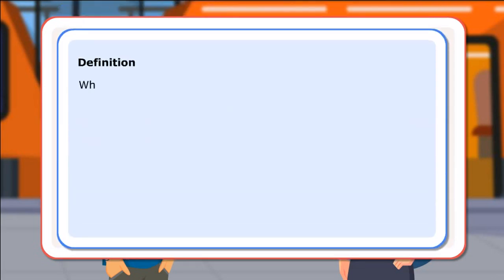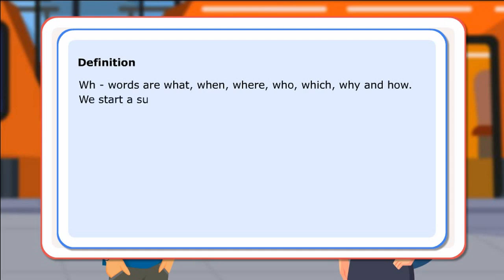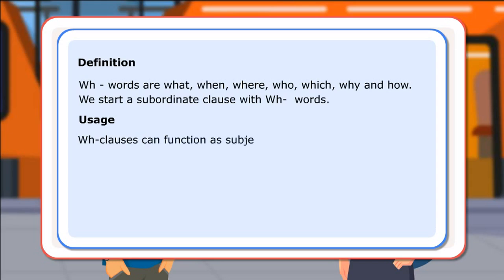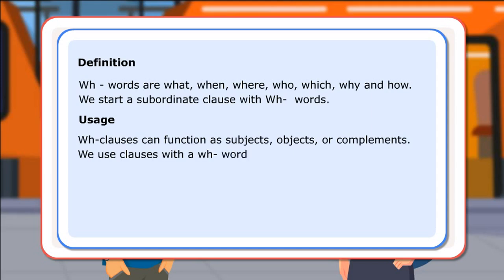Definition: WH words are what, when, where, who, which, why, and how. We start a subordinate clause with WH words. Usage: WH clauses can function as subjects, objects, or complements. We use clauses with a WH word in WH questions.